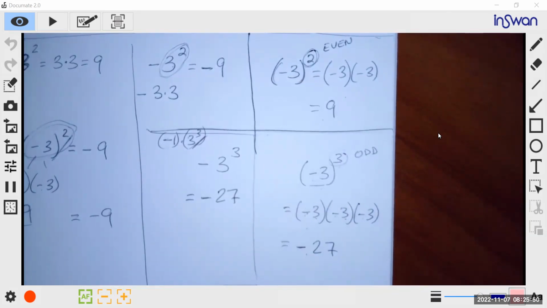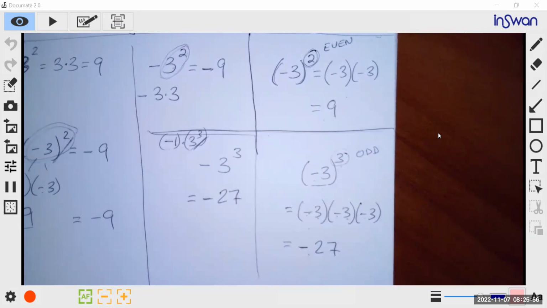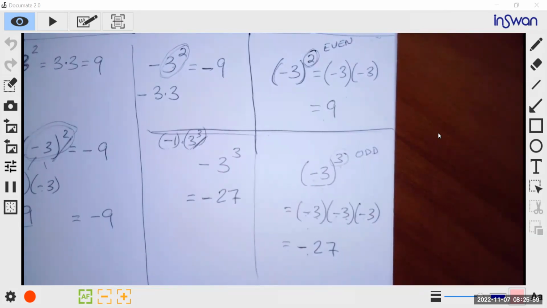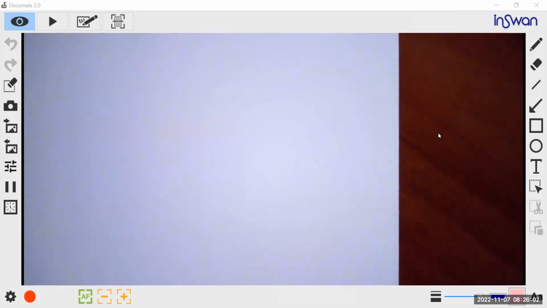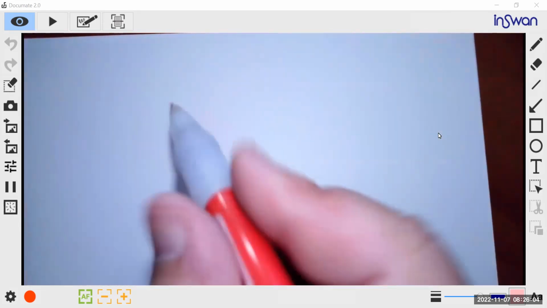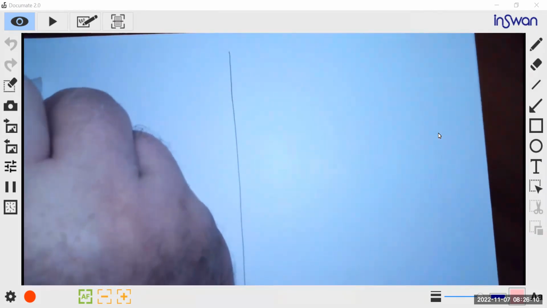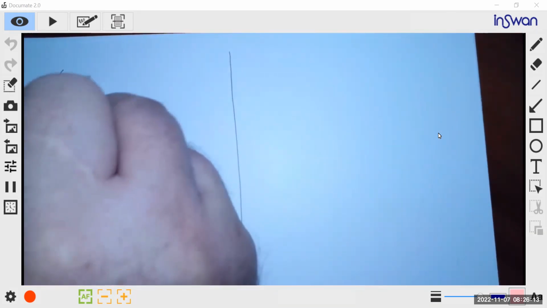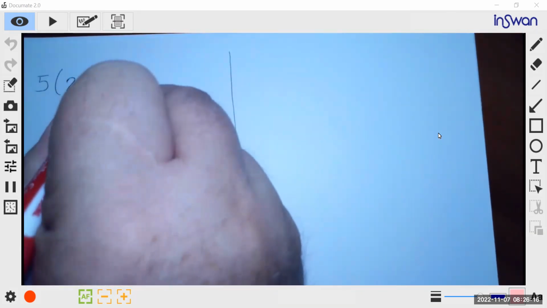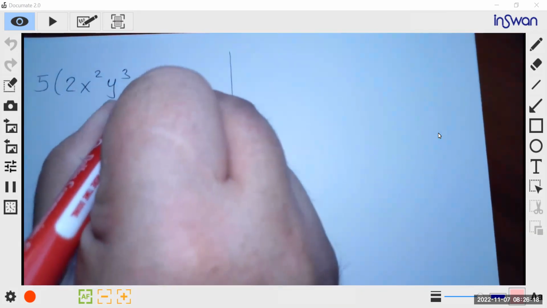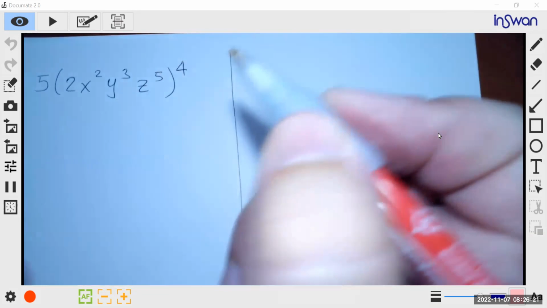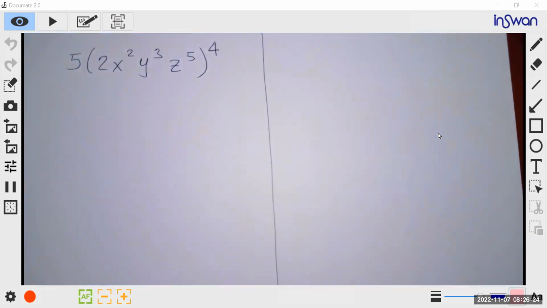Be very careful when you do these things, because it's very easy to make a mistake along the way, which is why I'm going to show you a whole bunch of examples now. All right. Let's look at the first example. Now here's our first example. 5 times, open parenthesis, 2 times x squared times x cubed times x to the fifth, close parenthesis, raised to the power 4.